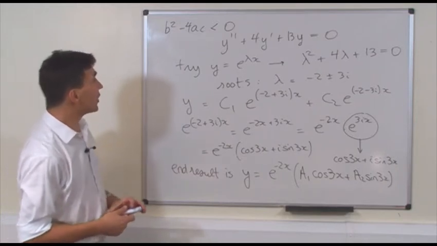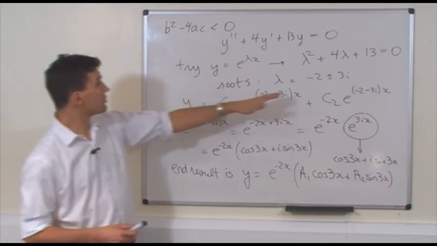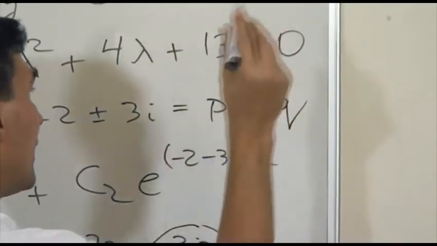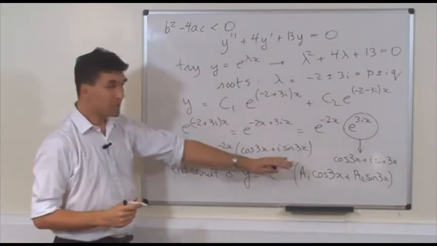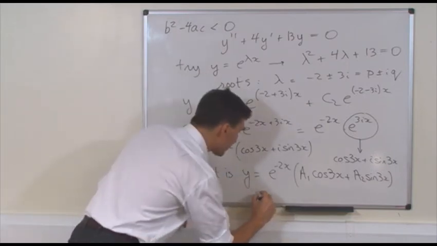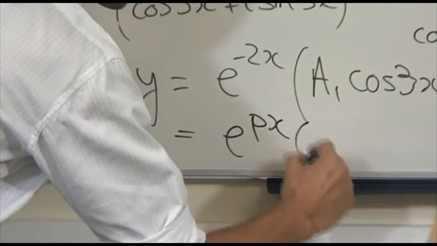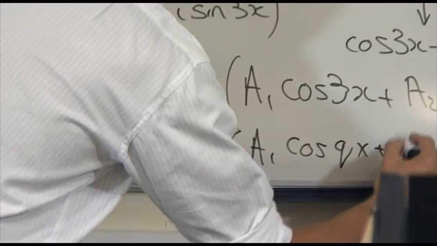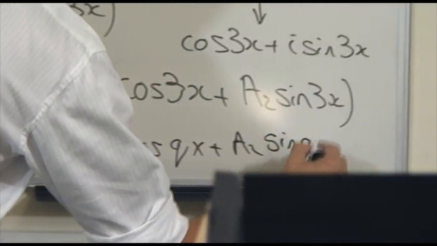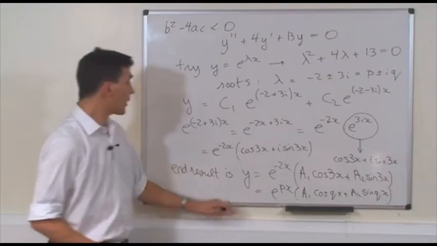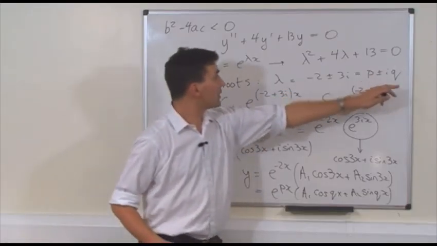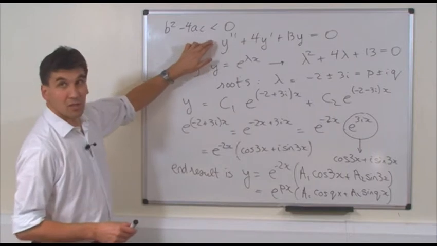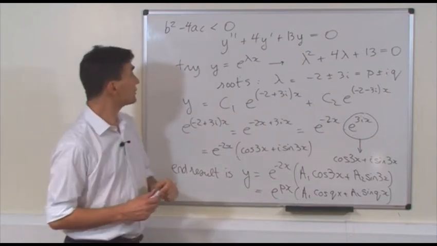So in general, if you've got a characteristic equation that's giving you complex roots, if we call this, say, p plus or minus iq, then you can go through all this argument, but if we cut straight to the end, the general solution will be e to the px times, say, a1 cosine qx plus a2 sine qx, where p and q are the real part and the imaginary part of this complex root. And that's the general solution of this second-order differential equation with complex roots.